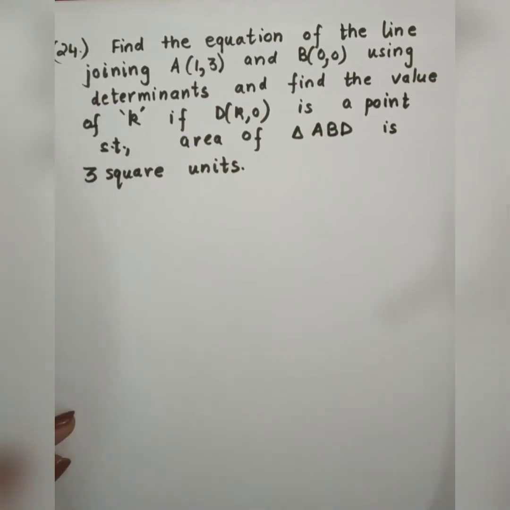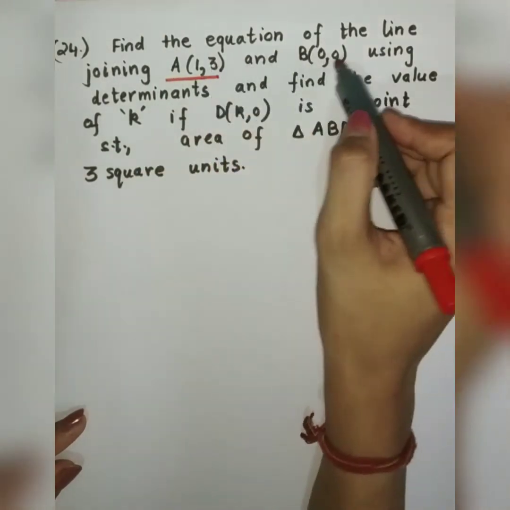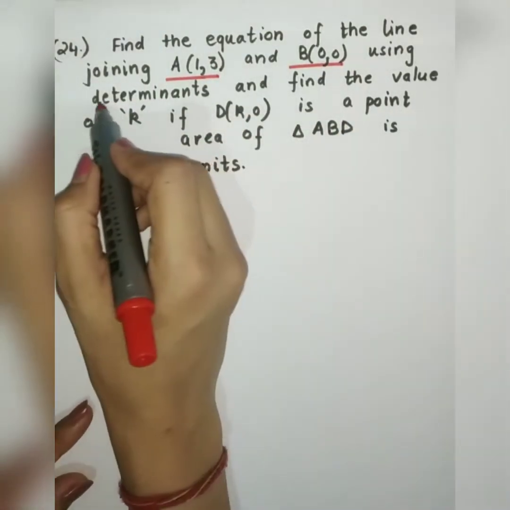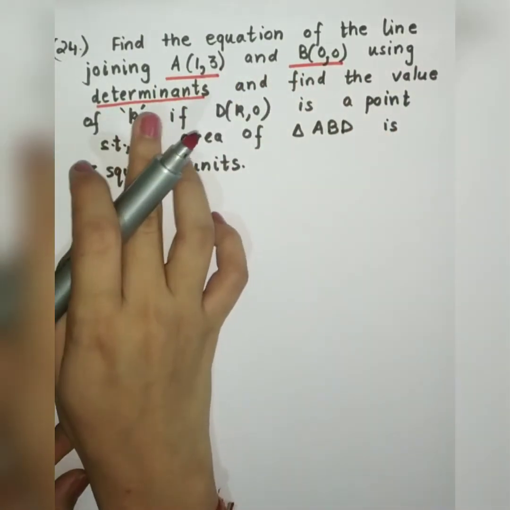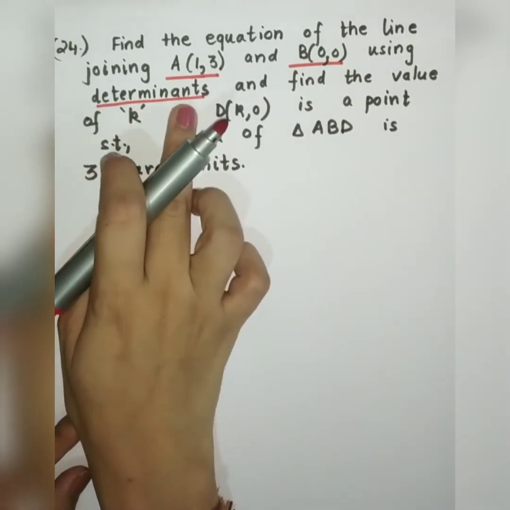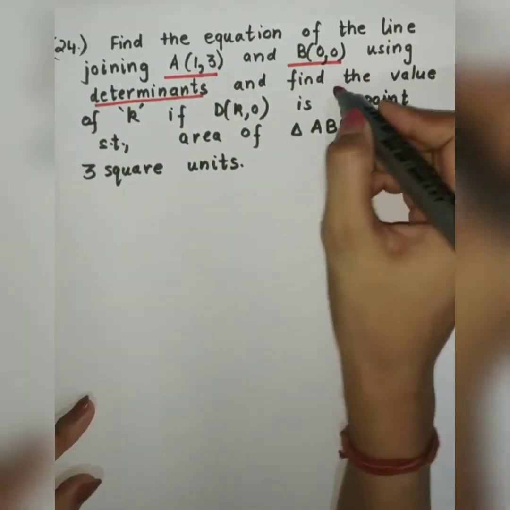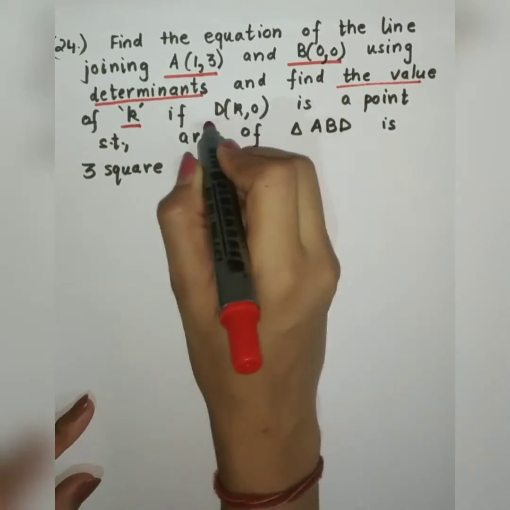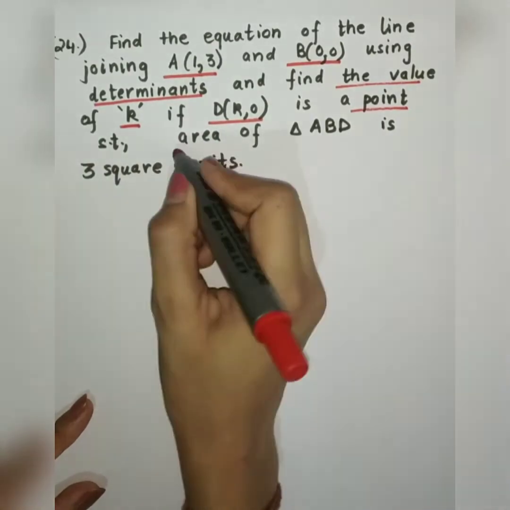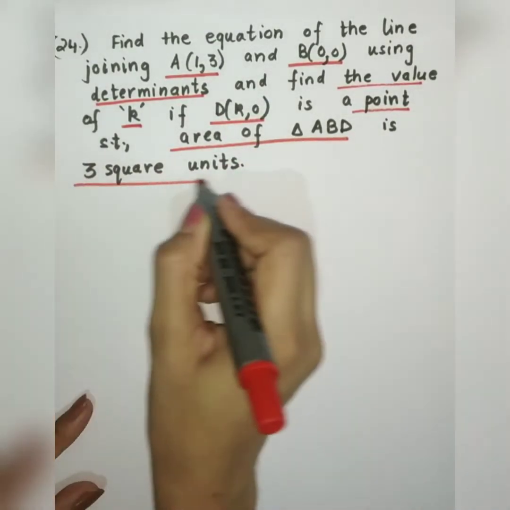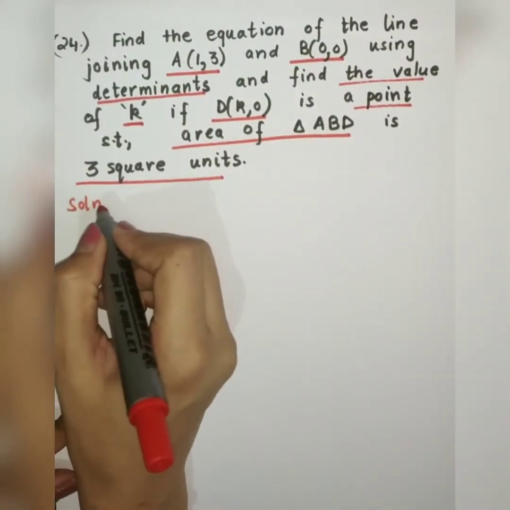So the next question is, find the equation of the line joining the points A (1, 3) and B (0, 0) using determinants. Clear? Firstly we have to find the equation of the line joining these two points. It is specifically mentioned in the question that we have to use determinants. Then find the value of k if D (k, 0) is a point such that the area of triangle ABD is 3 square units. So firstly we will solve the first part.